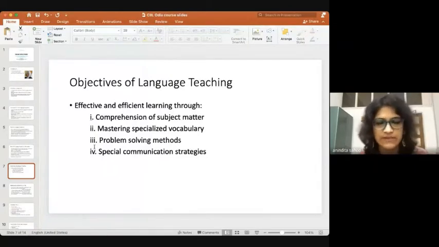So first is our subject matter: we should understand what we are teaching. We need to know what we are teaching. And we also must know the specialized vocabulary.